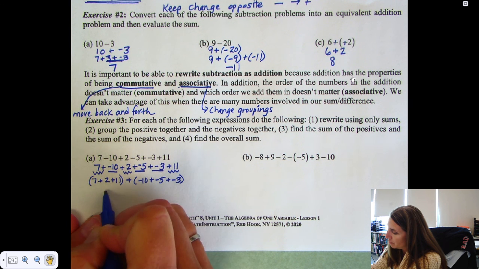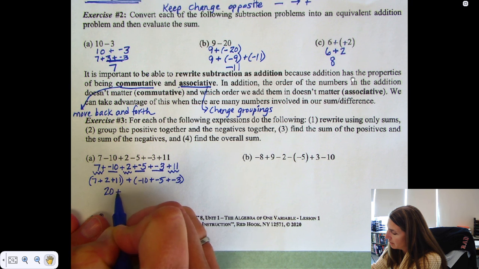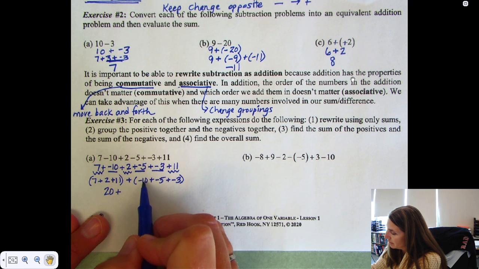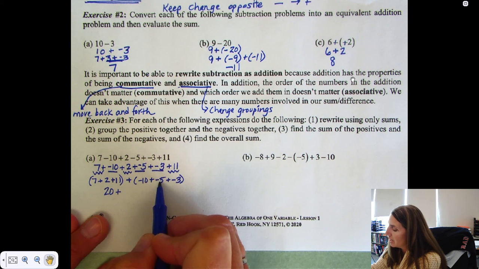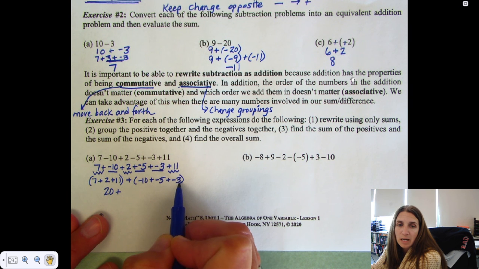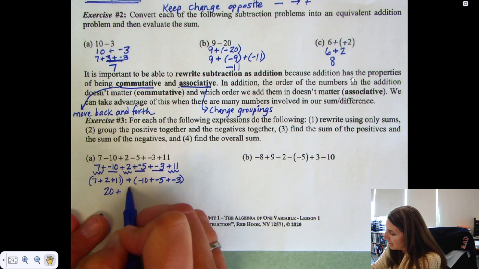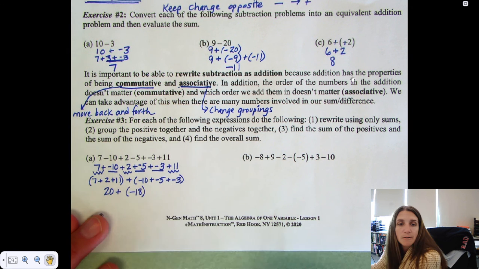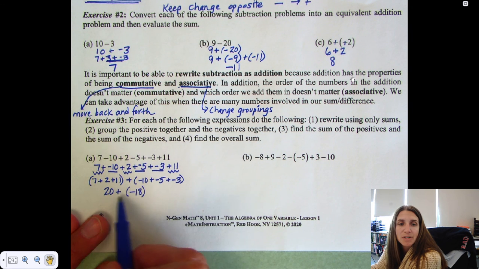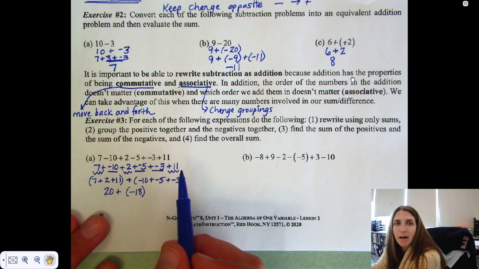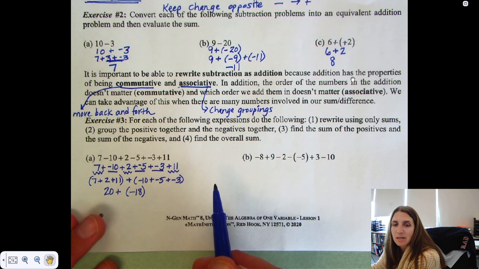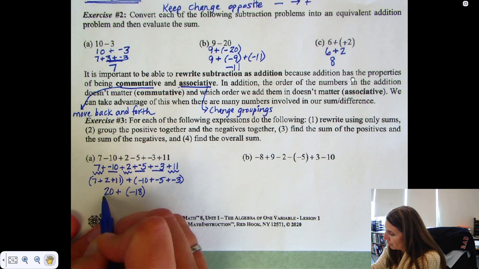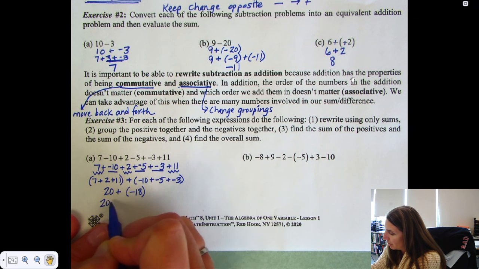7 plus 2 is 9, plus 11, we get 20, plus 10 and 5 negatives, that's negative 15, plus 3 more negatives, that's a total of 18 negatives. Now I have different signs. So I'm going to think about how I can make those opposites and pull the higher amount apart.